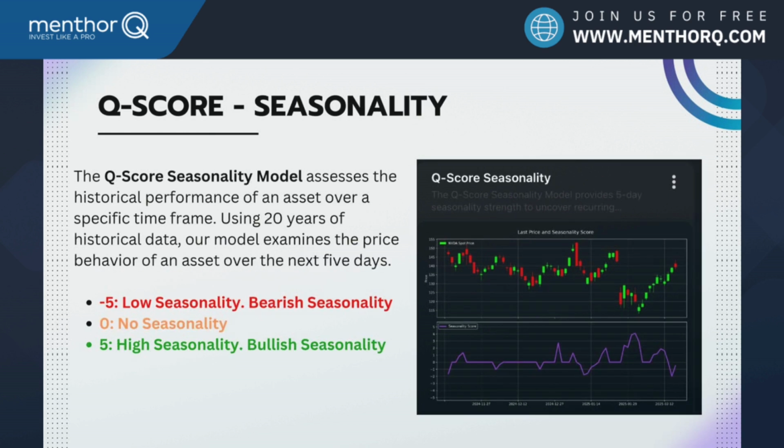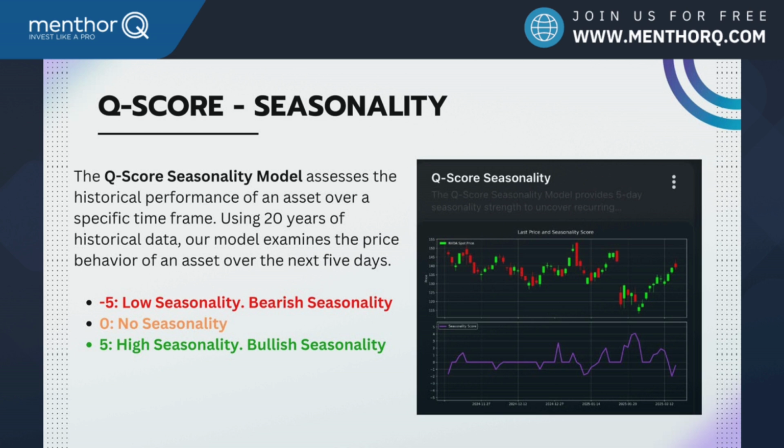Then we have our third score, which is the seasonality score. We do seasonality a little bit different from the traditional way of looking at seasonality, but we do look at historical price performance over a specific time frame, typically the last 20 years of data, if data is available. And what the seasonality score is looking to do is predict the next 5 days of price action.